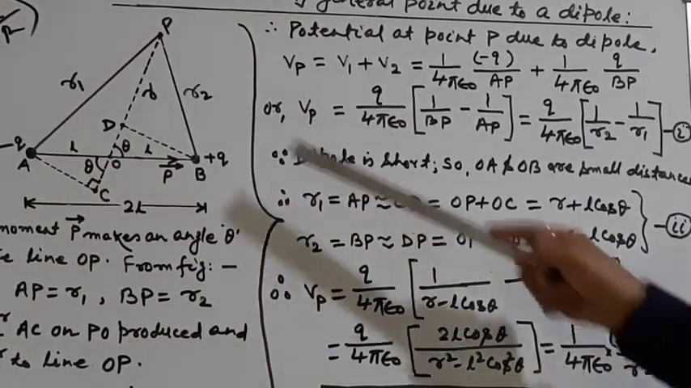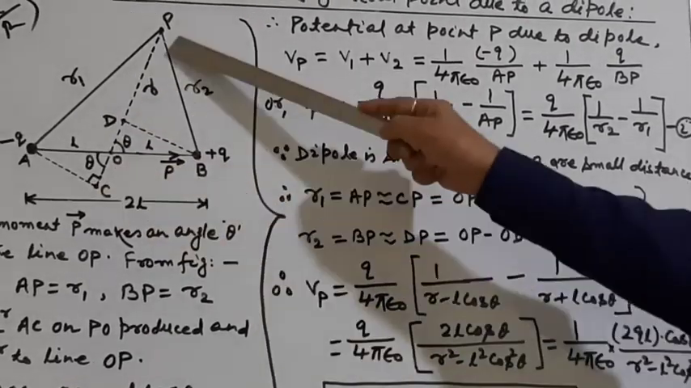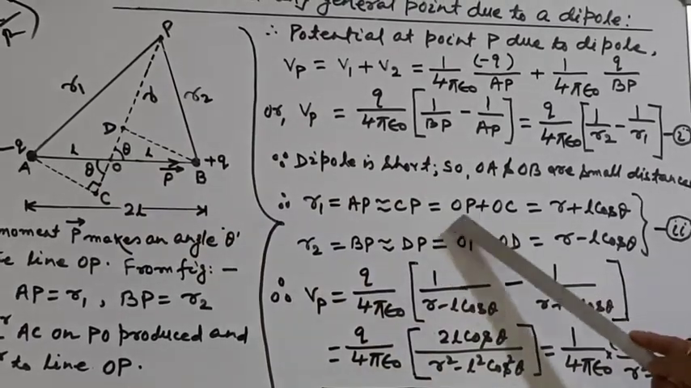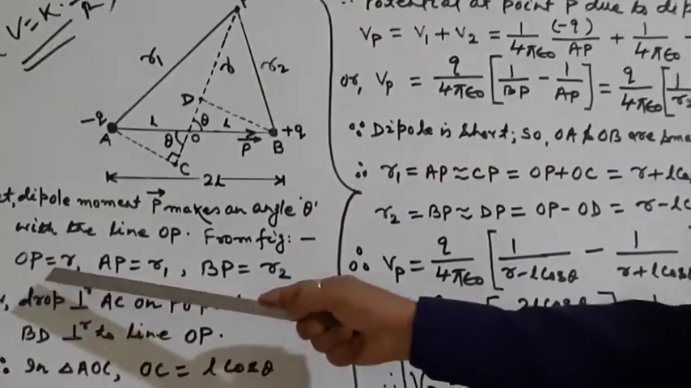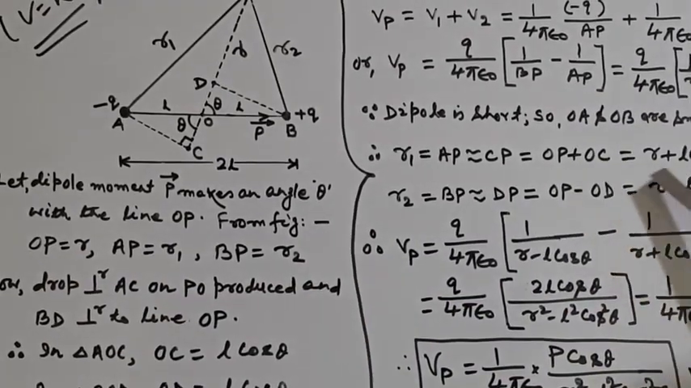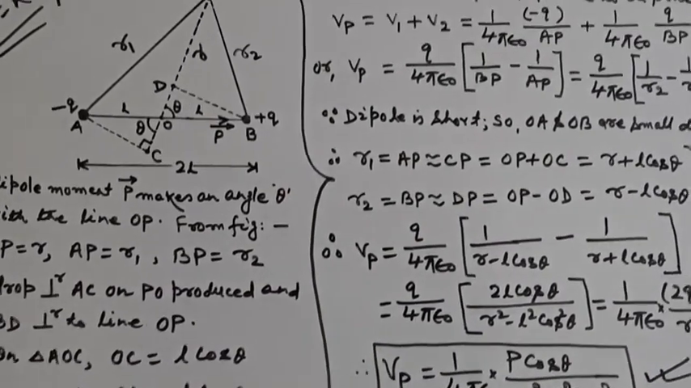So CP is equal to what? CP is equal to OP plus OC. Put the value of OP and OC. OP is R, and OC is L cos theta.